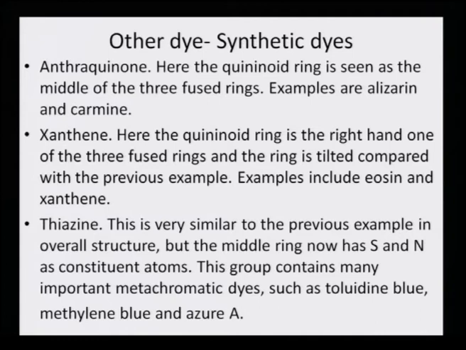Thiazine, this is very similar to the previous example in overall structure, but the middle ring now has either a sulfur or a nitrogen as constituent atoms. This group contains many important metachromatic dyes such as toluidine blue, methylene blue, azure A, and so on. So, these are various types of structurally different dyes which come under the categories of either anthraquinone dyes or xanthene dyes or triaryl methane dyes and so on.